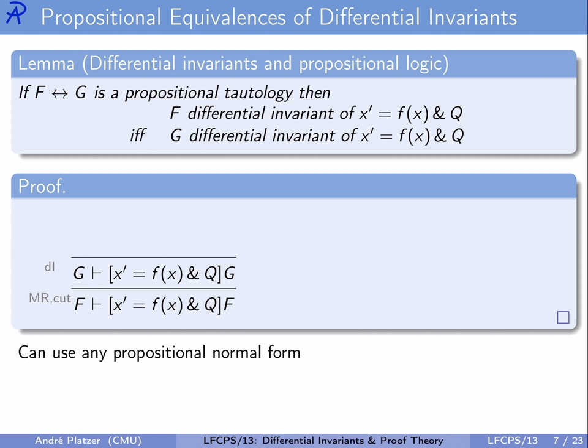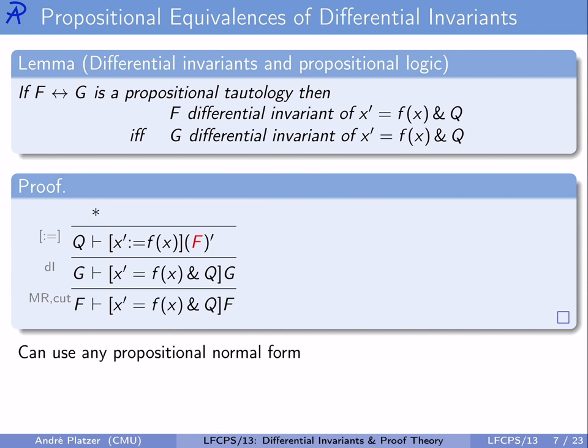Now, on this shape, I can use the differential invariant principle to say, well, that now reduces to the question whether the differential G prime of G holds after assigning the right-hand side of the differential equation to the left-hand side of the ODE within the evolution domain constraint. And that I'm now able to prove.